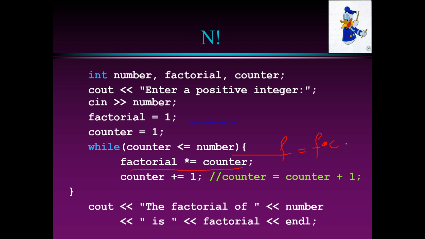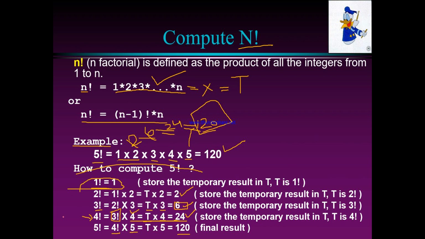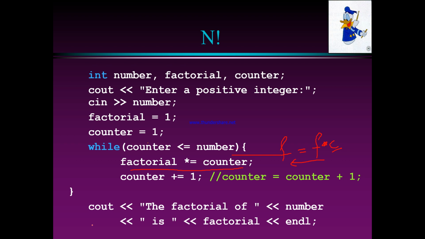See, the counter is updating in each iteration. Counter is updating from 1 to 2, from 2 to 3, from 3 to 4, and then 5. And in each iteration the result is saved back into the factorial. So this is very similar to the concept that we have seen here. This is the first iteration, the second iteration, the third, the fourth iteration, and the fifth iteration. This has been represented here with this while statement.